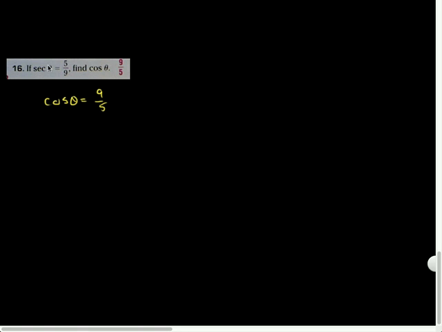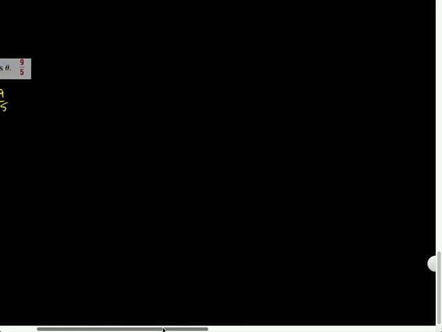Eventually we'll have even more complicated steps, like, for instance, what if I gave you sine theta and wanted you to find cotangent theta? You'd have to find some way to bridge the gap between them, and we'll do that eventually.